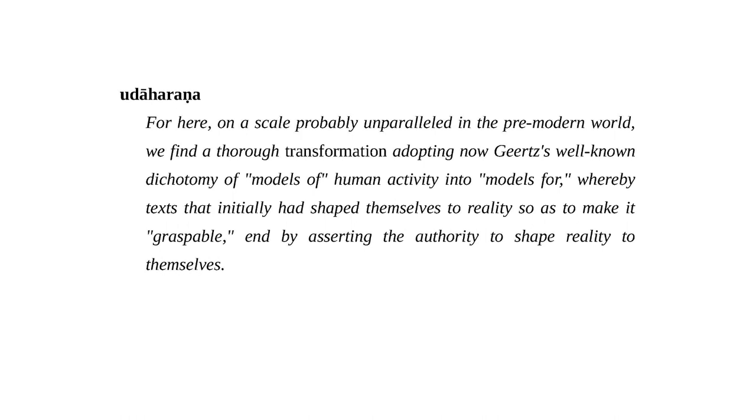So here, on a scale probably unparalleled in the pre-modern world, we find a thorough transformation, adopting now Geertz's well-known dichotomy of models of human activity into models for, whereby texts that initially had shaped themselves to reality so as to make it graspable end by asserting the authority to shape the reality themselves. So this comes from some kind of Geertz's theory, where he is talking about models of, which is descriptive, and models for, which is prescriptive. So he is drawing from that theory and then applying it to the Indian tradition.